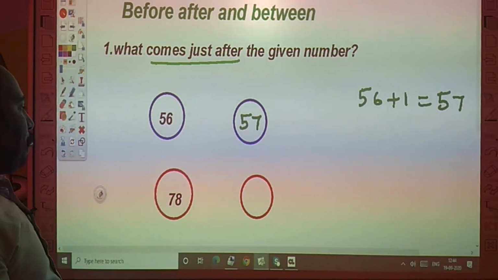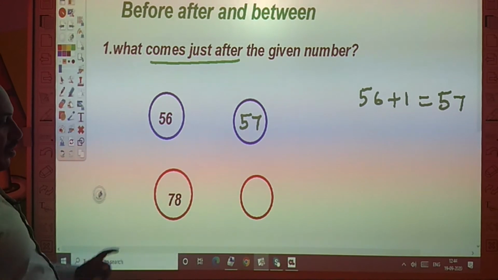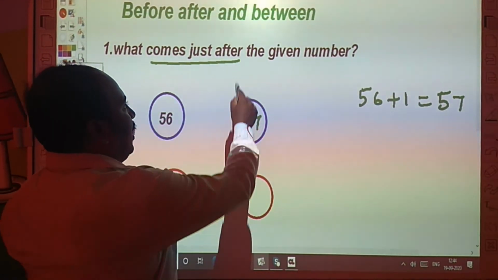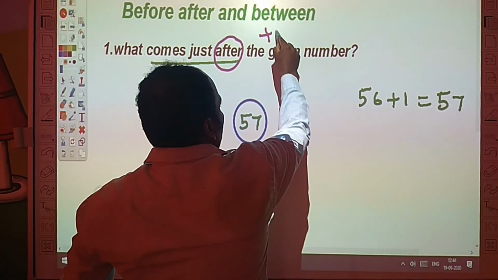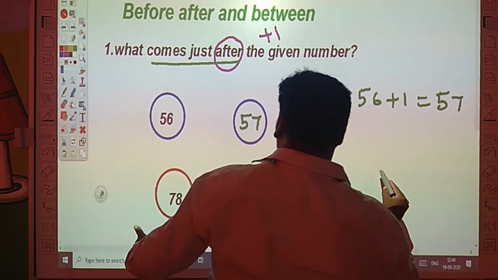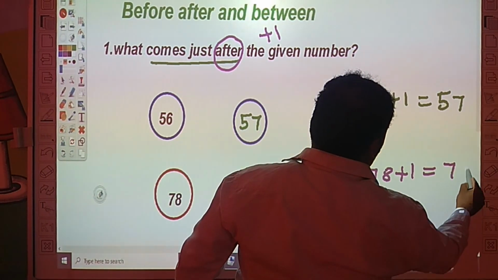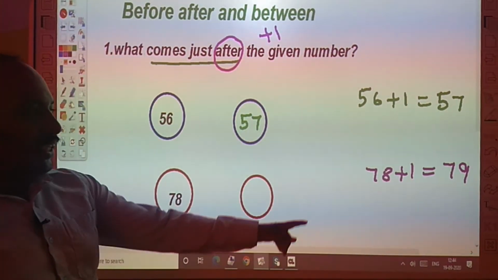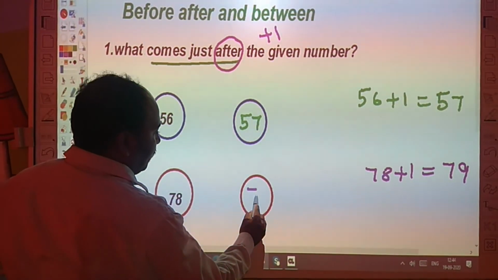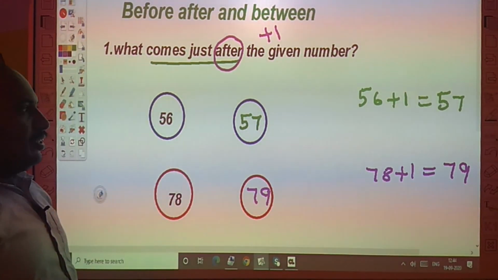The second one, 78. You want the number after. After means plus 1. 78 plus 1 is equal to 79.